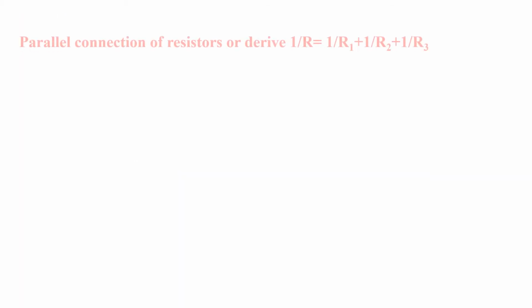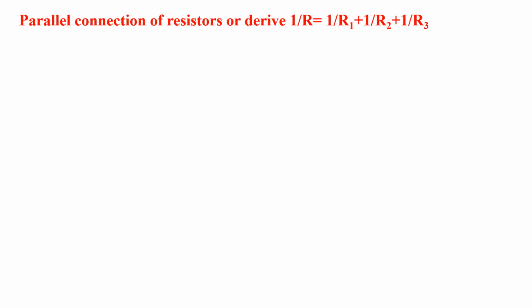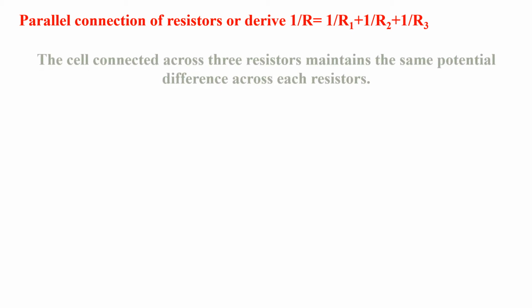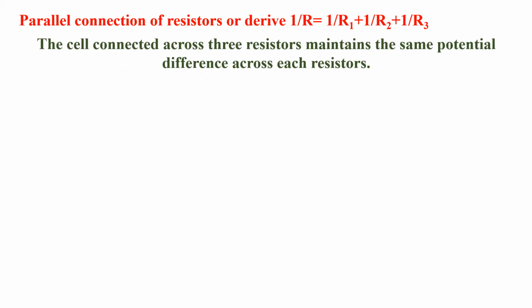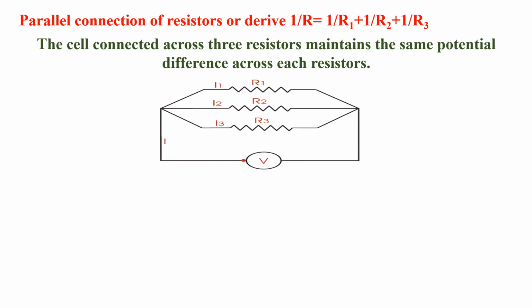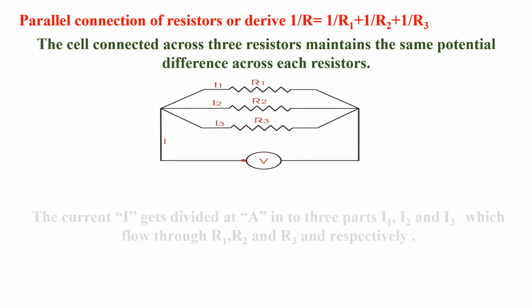Now, parallel connection of resistors, or derivation: 1 by R is equal to 1 by R1 plus 1 by R2 plus 1 by R3. This is also a very important derivation, Nana. It is an SMR question. Okay. Now, the cells connected across three resistors maintain the same potential difference across each resistor, as we have told you previously. Okay. So, here you can see the image.